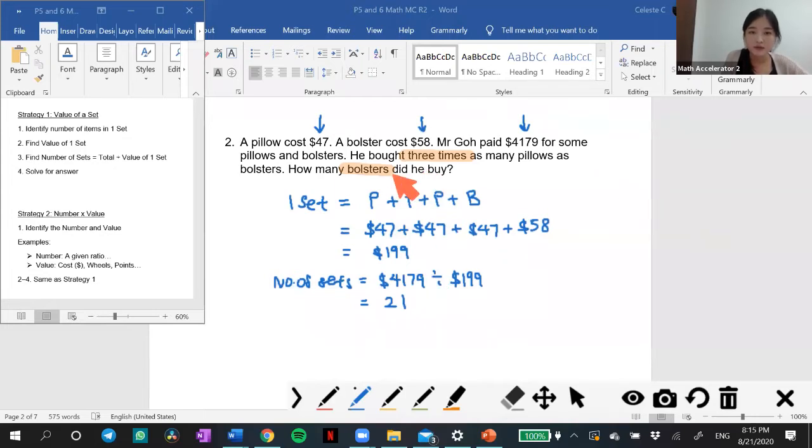Okay, now we need to solve for the answer. How many bolsters did he buy? Okay, so bolsters, get the green working again. One set. Okay, look at one set. 3 pillows, 1 bolster. So 1, if you have 21 sets, times 21. Okay, so your answer is 21 bolsters.